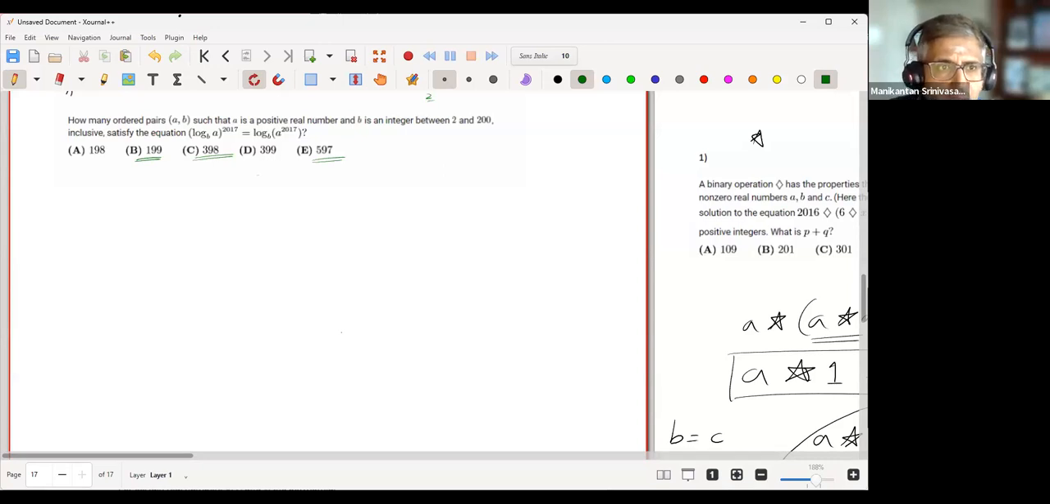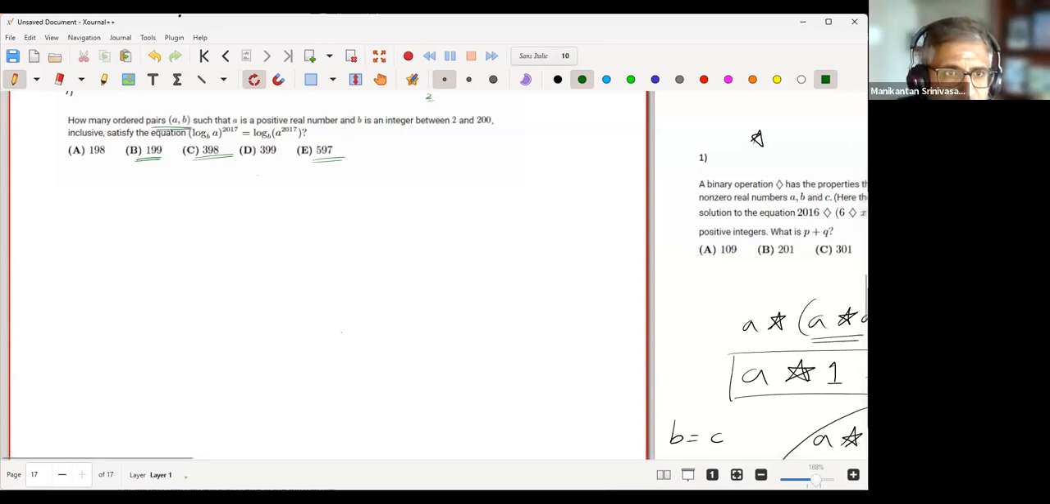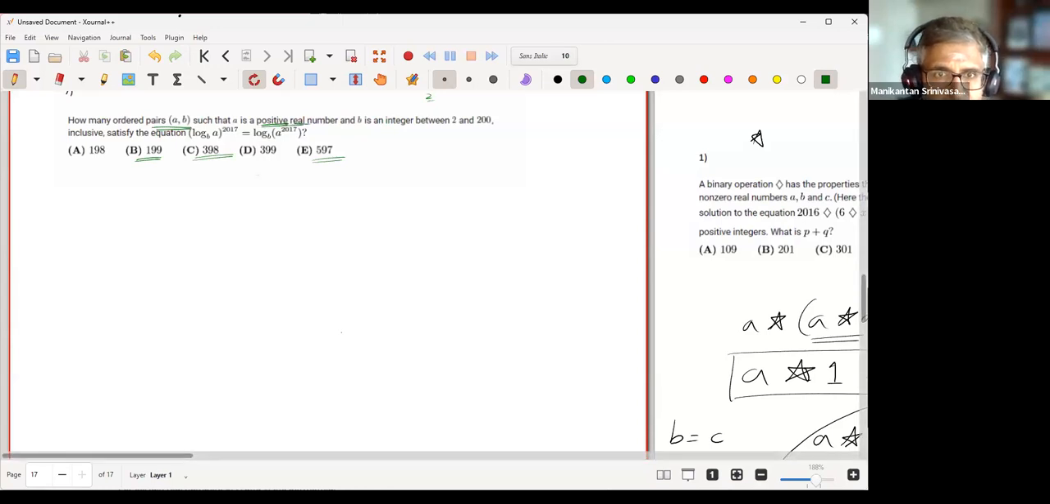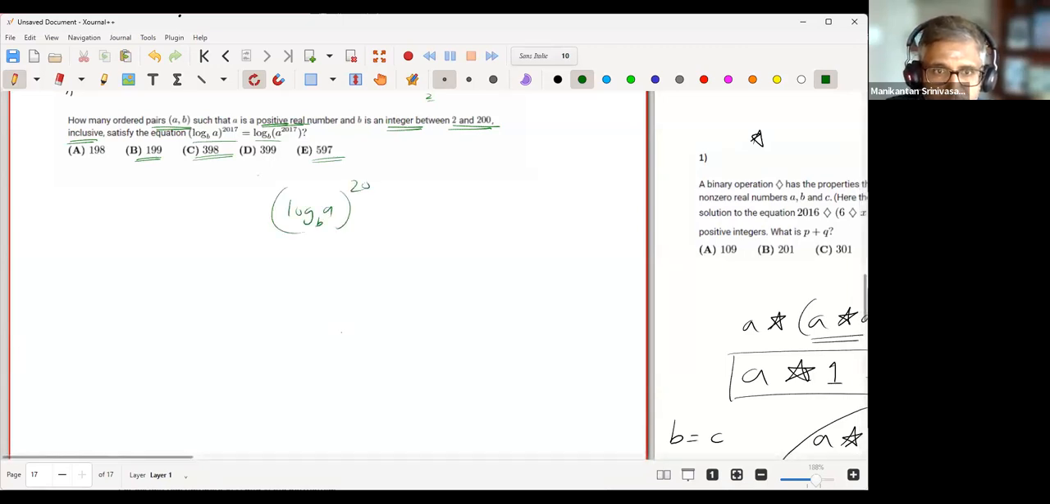So let's discuss how many ordered pairs A and B. A is a positive real number. Pay attention to everything, guys. And B is an integer between 2 and 100 inclusive. Every word is important, guys, because that can drastically change the answers. Okay. So log of A to the base B, and here also there's log. So this is log A to the base B whole power 2017, and this is 2017 times log A to the base B.